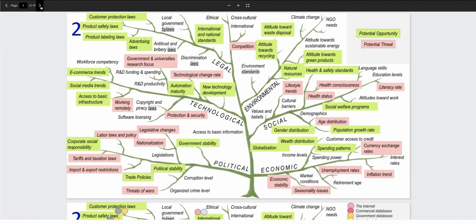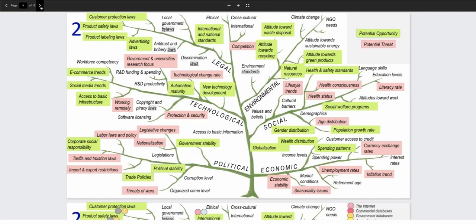One of the potential threats may be the tariffs and taxation laws. Since we are making chocolates, we also import chocolate. So another potential threat for us may be import and export restrictions. And of course, threat of war or legislative changes or labor law and policy. Any of these political factors may affect our business.